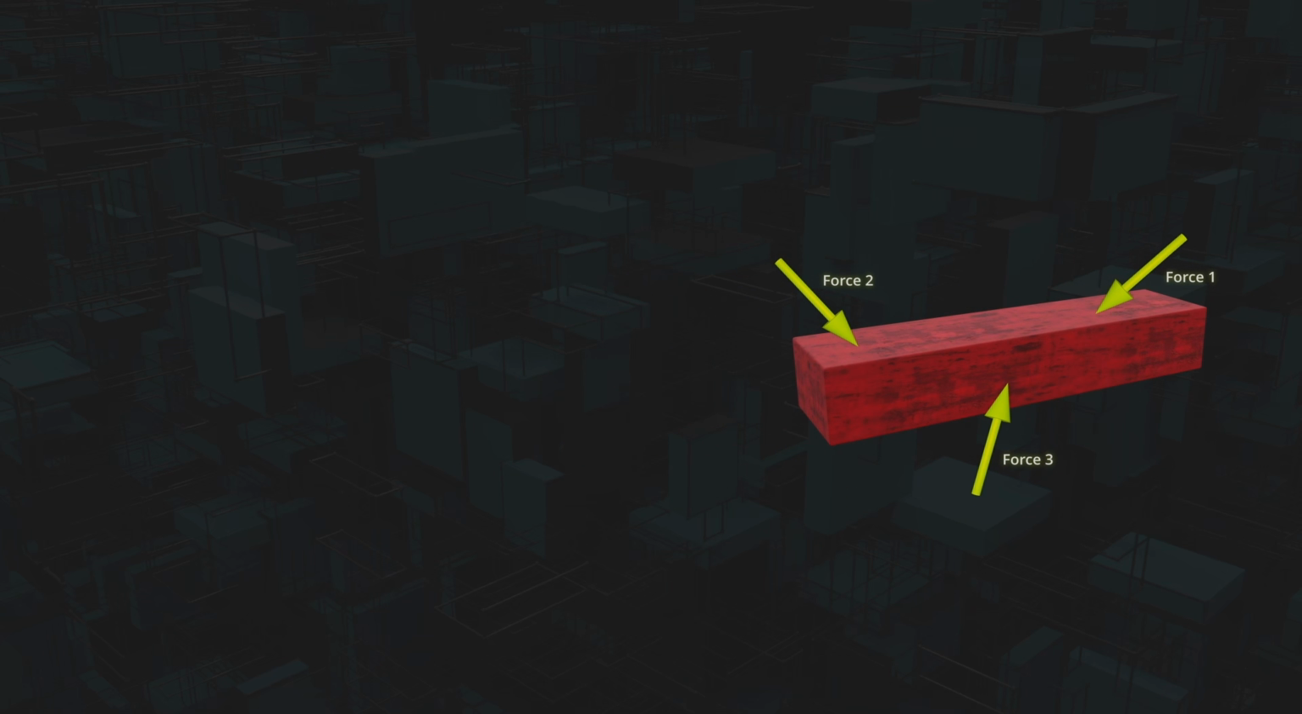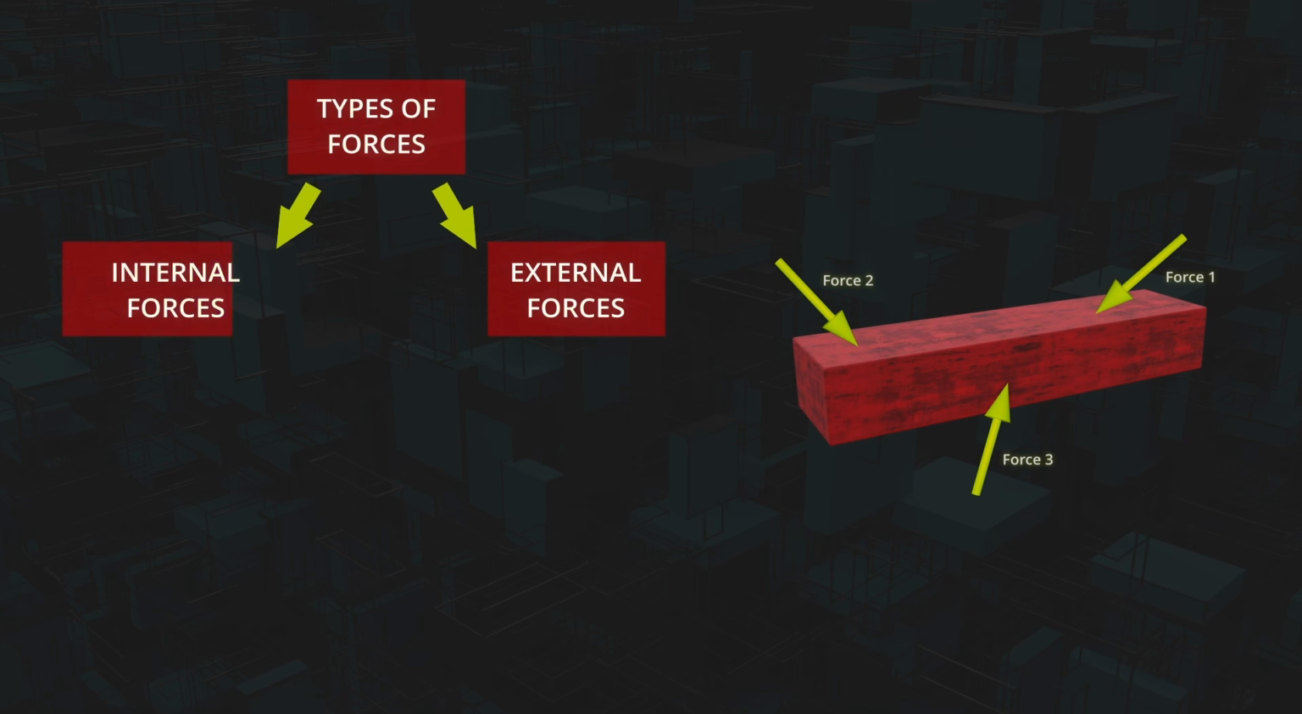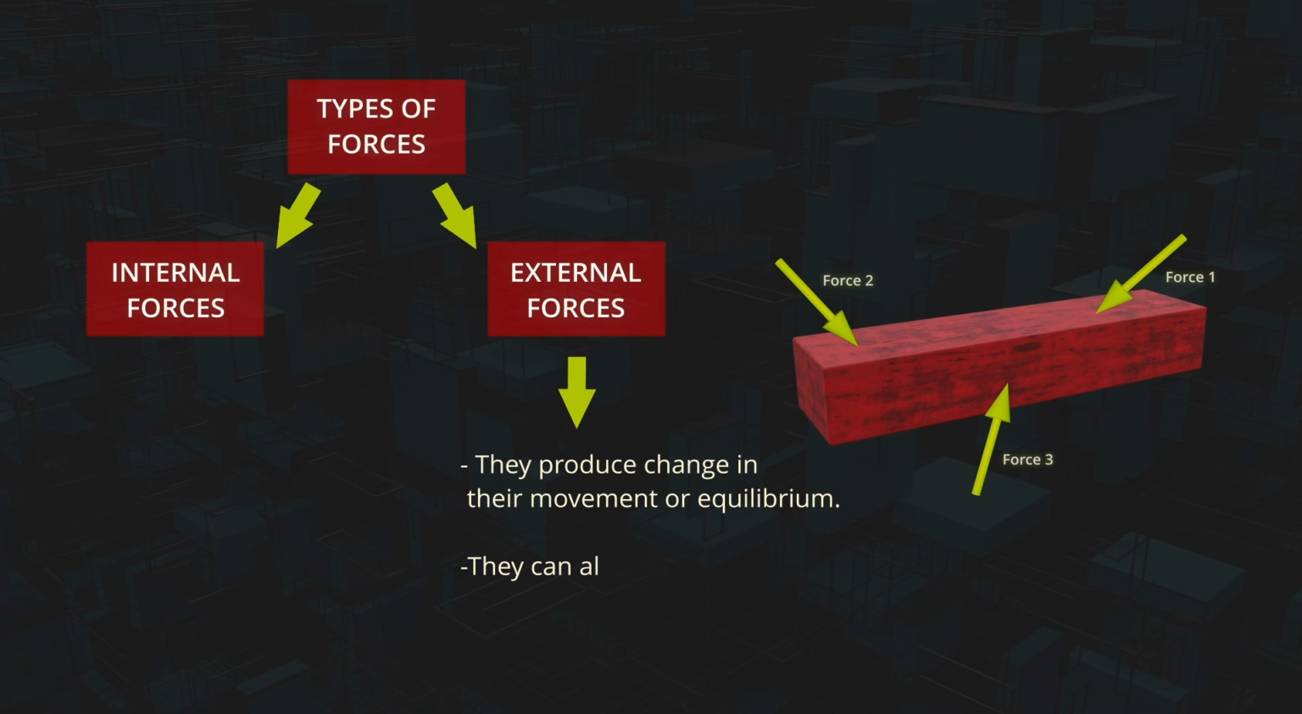In the study of bodies, we differentiate between two types of forces, external and internal. External forces originate outside the rigid body and act upon it. They can cause changes in its motion or equilibrium, either through translation or rotation. Examples of external forces include gravity and friction.